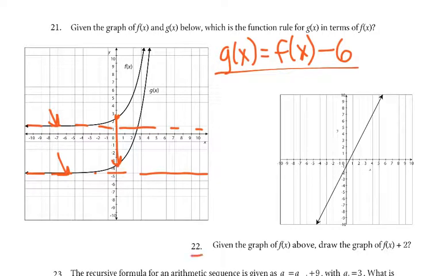For 22 down here, it says draw, given this graph, draw f of x plus 2. So plus 2 means we take every single point and we go up by 2. So the y-intercept would be at 1. This one would be up 2, at 3, up 2. Okay, so we'd have that parallel line looking something like that. Just added up twice.